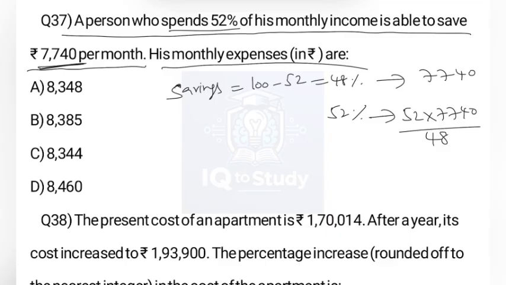That is equal to 4,02,480 divided by 48, which is equal to 8,385.